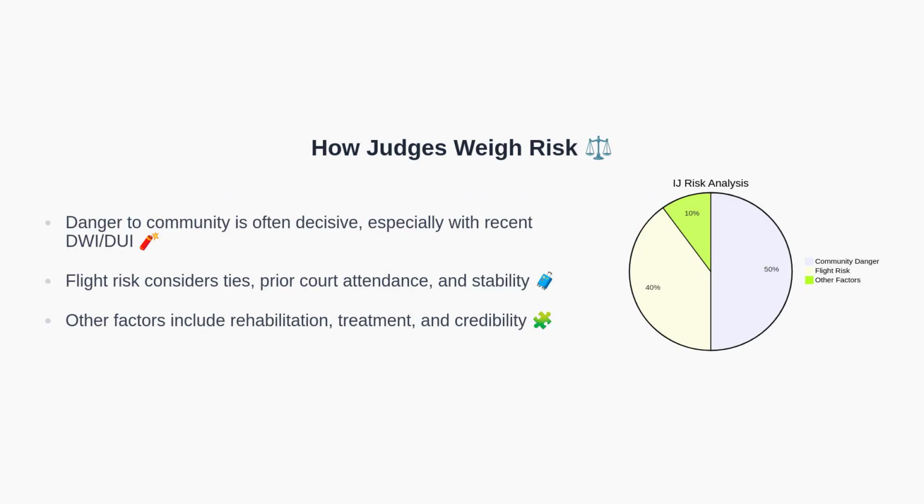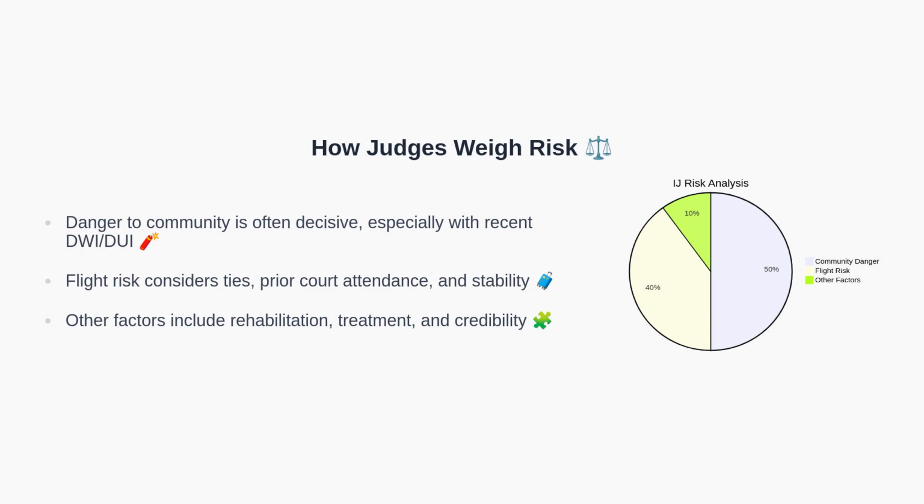Judges typically weigh danger to the community and flight risk, with danger often taking precedence in cases involving DWI or DUI. If the offense is recent or involved aggravating circumstances, judges may see a heightened risk of harm. Flight risk assessments include family ties, employment, stable housing, past compliance with court appearances, and the overall reliability shown in the record. Other factors may support rehabilitation and reduced risk, such as treatment enrollment, sobriety programs, and credible evidence of changed behavior.